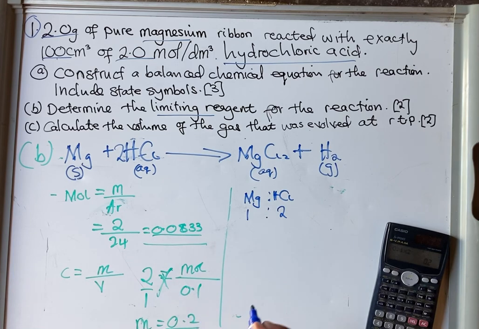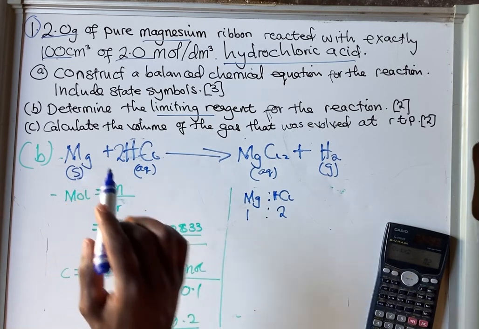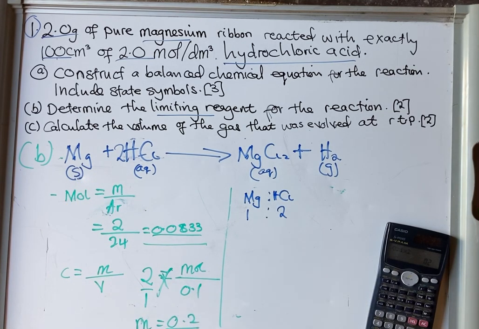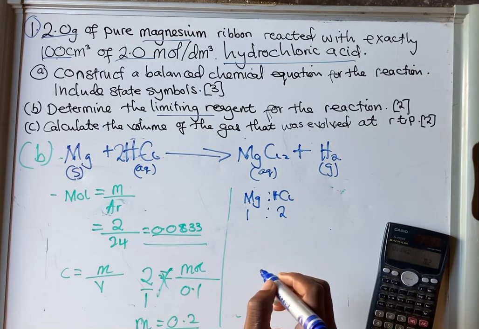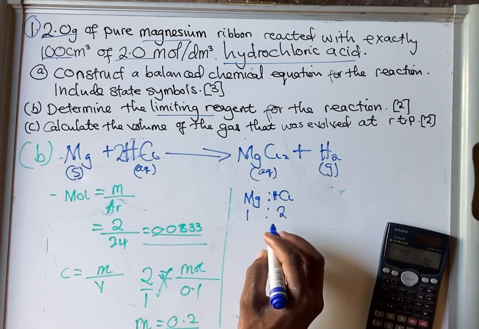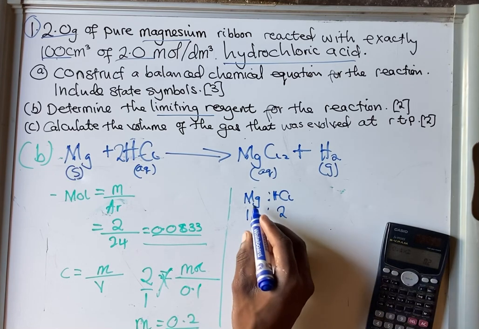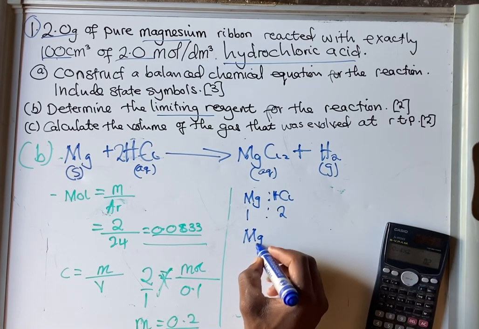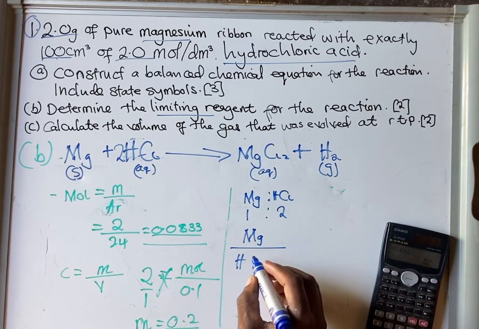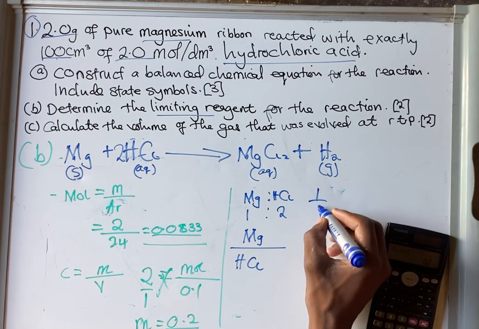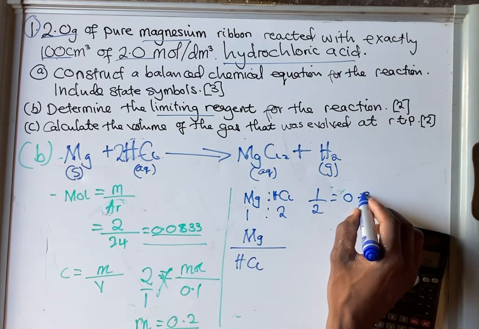Okay, so what you're going to do is we have the number of moles for the magnesium, we also have the number of moles for the hydrochloric acid. So we start by having the number of moles for magnesium, which is 0.0833. So we compare these two. So we say, what's the number of moles for magnesium over the number of moles for hydrochloric acid? Now remember, if you compare these two, this is the same as 1 to 2, which is giving us 0.5. So this is the same as 0.5.